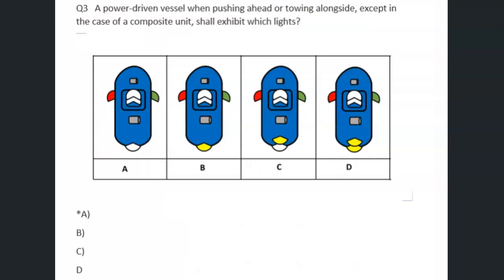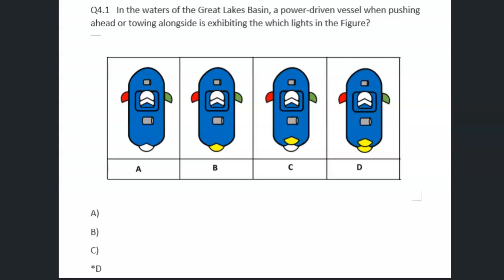This is the Module 4 quiz that contains 54 multiple choice questions. Question 3 asks which lights show a vessel pushing ahead or towing alongside. This is the International Rule 24C, and the answer here is A. Module 4 quiz, question 4. This asks the same question as before, but now for the waters of the Great Lakes Basin. This is the Canadian modification, Rule 24K. The answer is now D.